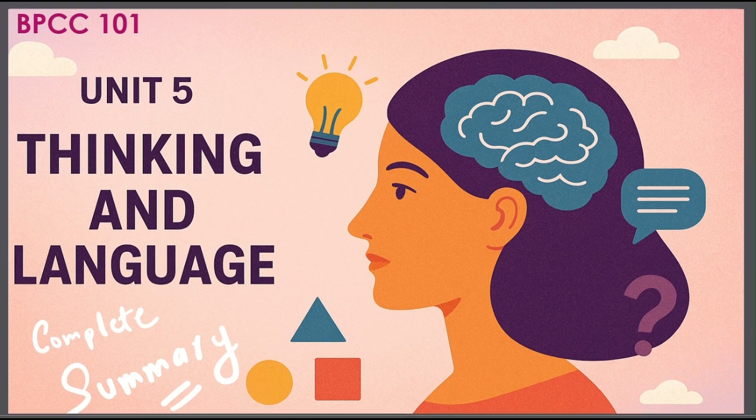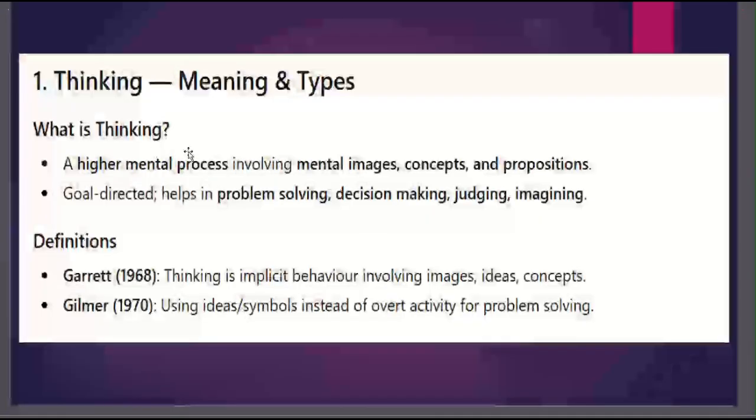First of all, let's understand what thinking is. Thinking is a higher mental process. It uses mental images, concepts, and propositions. Thinking is goal-directed. It helps in judging, imagining, solving problems, and making decisions. Garrett said that thinking uses images, ideas, and concepts. Gilmer said that thinking uses ideas or symbols instead of physical activity.